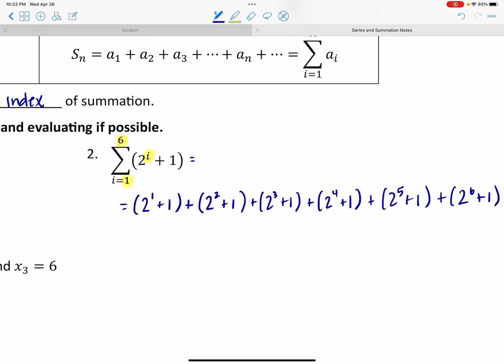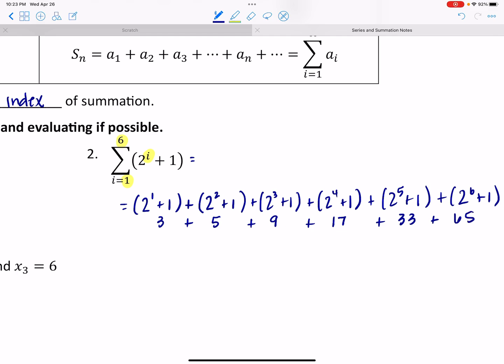So 2 to the first is 2, plus 1 makes 3. 2 squared is 4. 4 plus 1 is 5. 2 cubed is 8. 8 plus 1 makes 9. 2 to the fourth is 16, and 16 plus 1 makes 17. 2 to the fifth is 32, plus 1 makes 33. And then 2 to the sixth would be 64. 64 plus 1 would be 65.